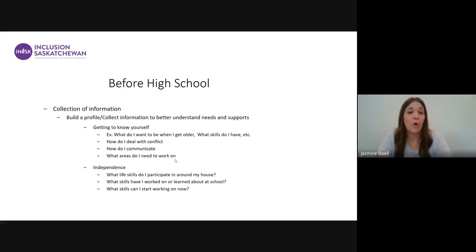You can build a profile and collect information to better understand the needs and supports the student requires. Make sure to update the information every year as it can change. In the portfolio, you can include a section about getting to know yourself. We provided a sample tool for this in our first webinar. Some example questions on the tool would be things like, what do I want to be when I get older? What skills and abilities am I good at?